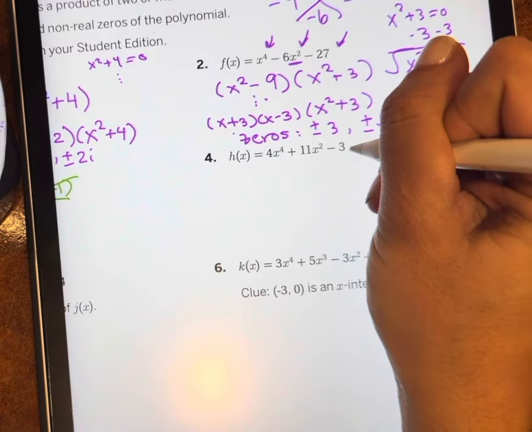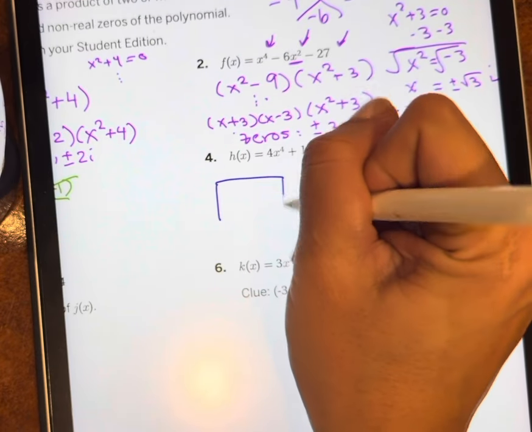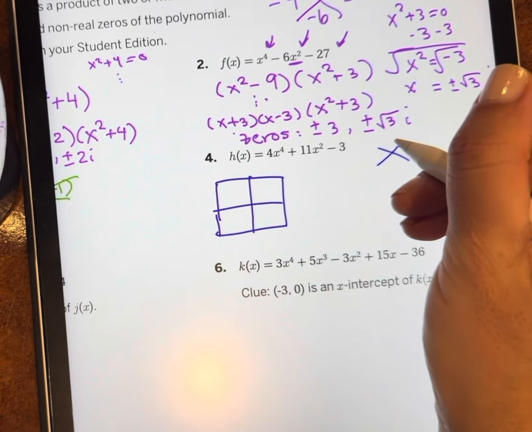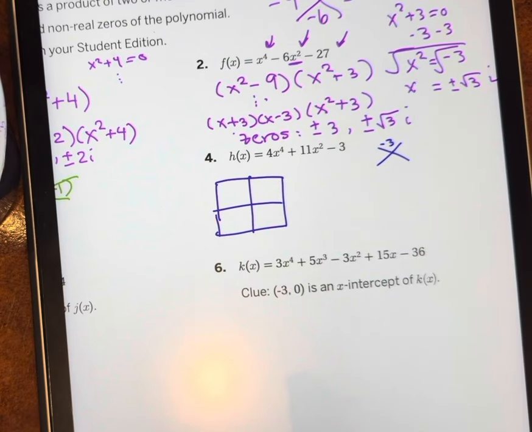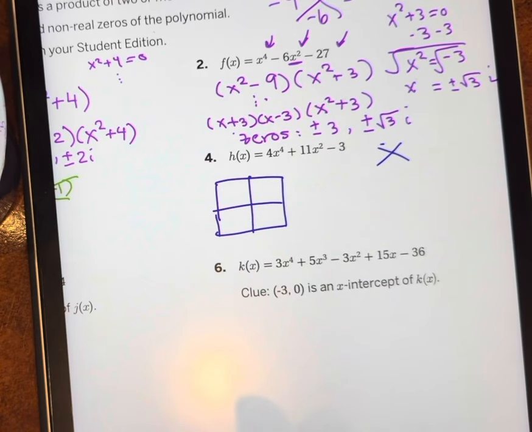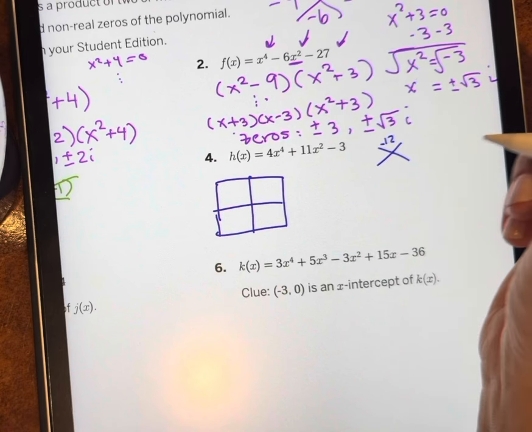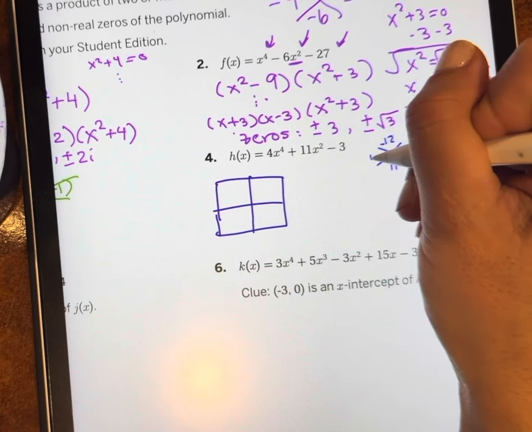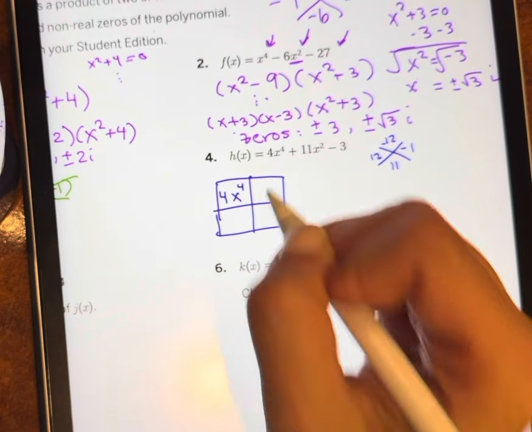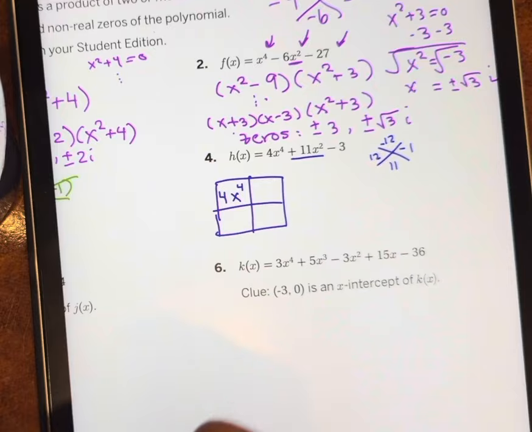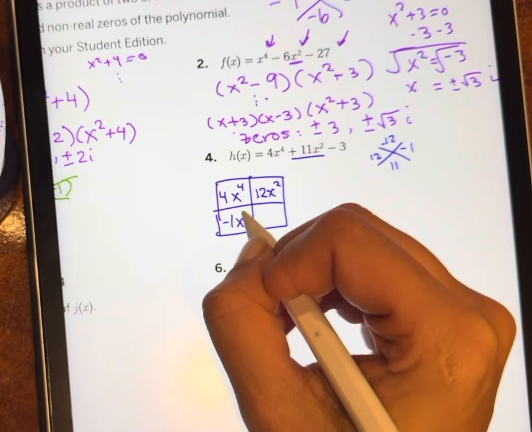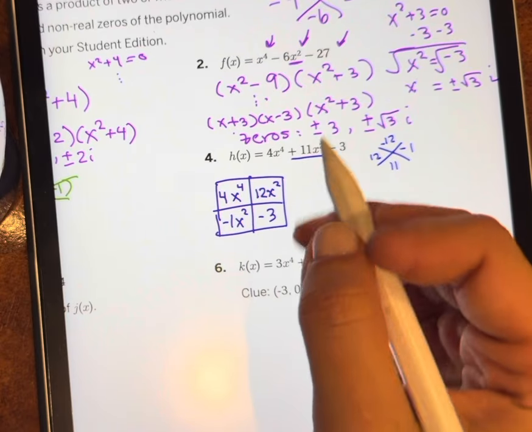And then a constant right here means that I can factor this using the box, all right? I just need to know what multiplies to, no, not -3. What multiplies to 4 times -3, so -12, and adds to 11. So that's going to be 12 and -1. So then I'm going to write 4x to the 4th, but then I'm going to rewrite 11x squared as a plus 12x squared and a minus 1x squared minus 3 and factor.